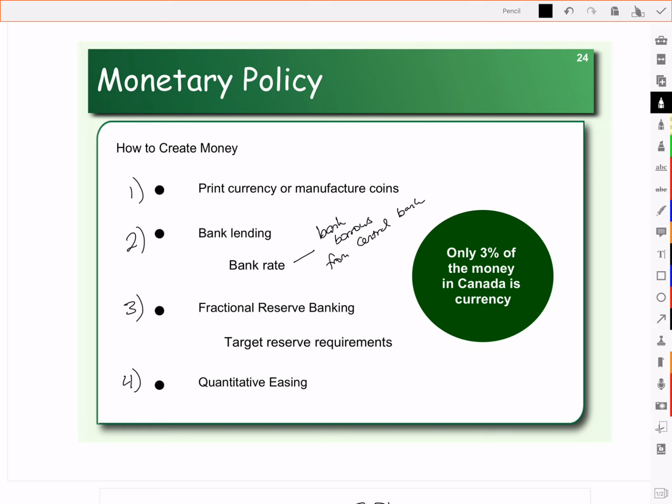Right? So if banks can borrow more money from the Bank of Canada, then they're going to lend it out, right? If that bank rate is already at 0%, then banks can borrow essentially as much money as they want to lend out to people to stimulate the economy. Well, what do you do when you've already lowered that rate to essentially zero, and you've lowered your target reserve requirements to essentially zero? So you're trying to stimulate the economy, but there's just not enough lending and borrowing happening. Well, then we have what is called quantitative easing.